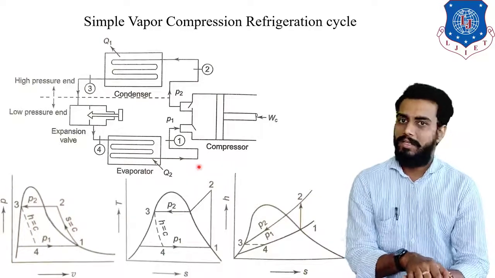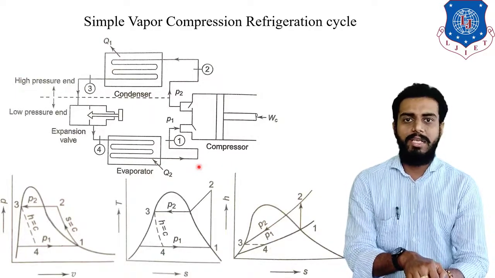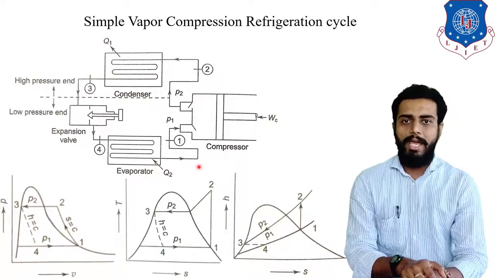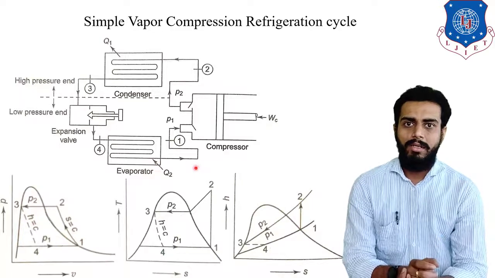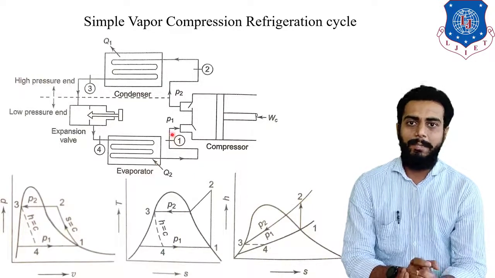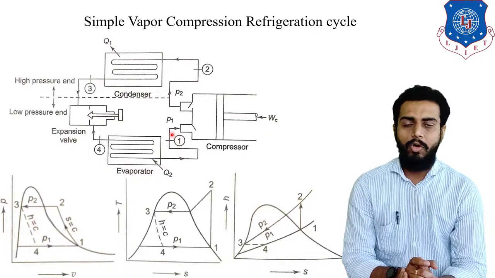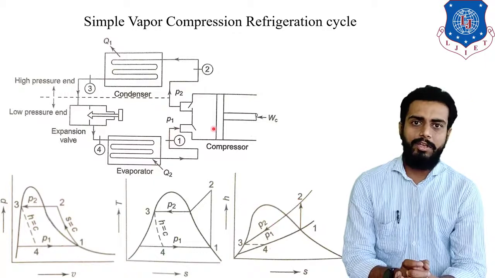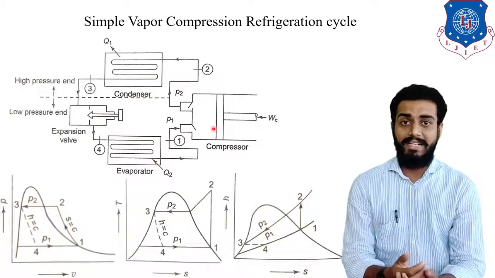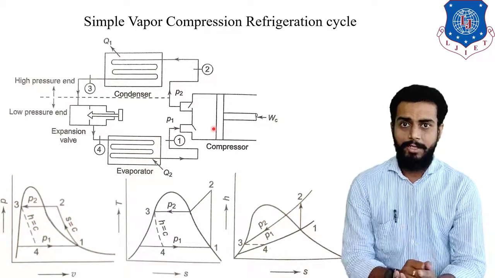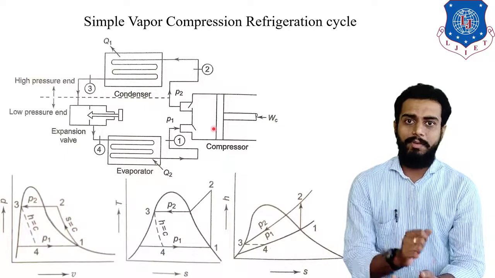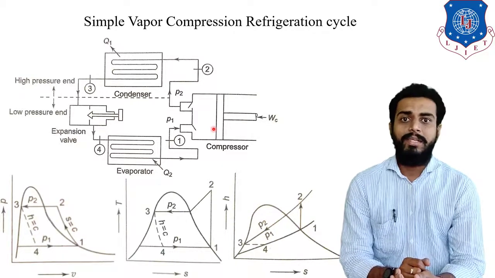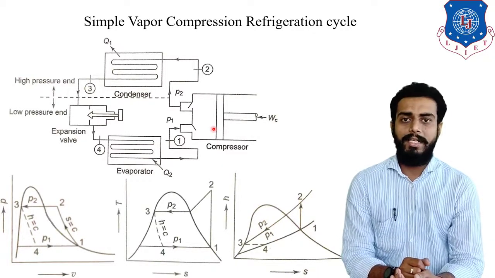So let us start the discussion of the typical simple vapor compression refrigeration cycle. Starting from point number 1, we will have low pressure vapor at the inlet of the compressor. This low pressure, low temperature vapor will be entering into the compressor. Obviously you know the function of the compressor is to compress the vapor. As you can see, point number 1, that is low pressure, low temperature, dry saturated vapor, is shown entering into the compressor.